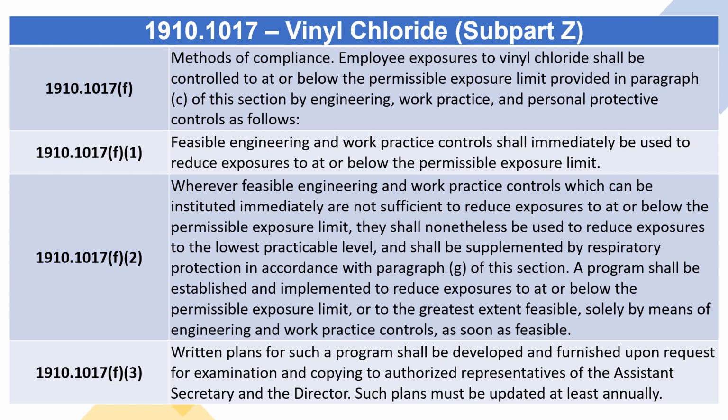1910.1017(f)(2). Wherever feasible engineering and work practice controls which can be instituted immediately are not sufficient to reduce exposures to at or below the permissible exposure limit, they shall nonetheless be used to reduce exposures to the lowest practicable level, and shall be supplemented by respiratory protection in accordance with paragraph (g) of this section. A program shall be established and implemented to reduce exposures to at or below the permissible exposure limit, or to the greatest extent feasible, solely by means of engineering and work practice controls, as soon as feasible.